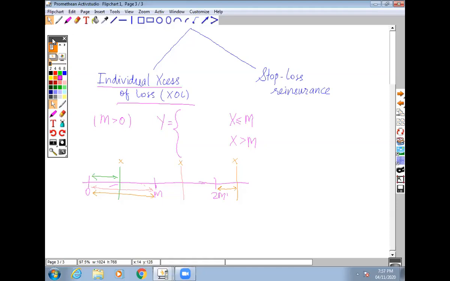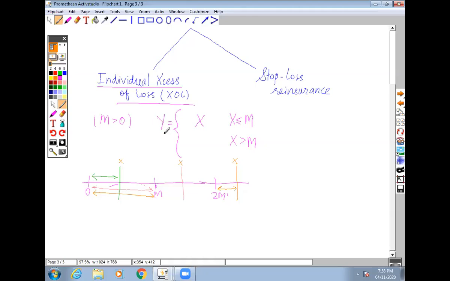Anyone? For x less than m, it will be x, right? It will be X, yes. Because if my X is less than M, whatever the claim amount is, that is being fully paid by only the ceding company. Very good.